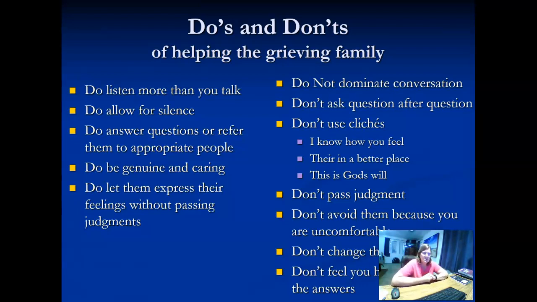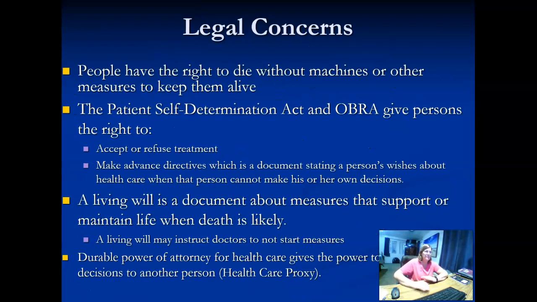Don't avoid them because you're uncomfortable with the dying person. And don't change the subject when they want to talk about it. Sometimes they need a safe person to talk to, and that's what you're going to be for them. They may not be able to tell their family about their concerns and what's upsetting them, but they might be able to tell a nurse. And I don't ever feel like I have to have all the answers. If it's something I can't answer and they need an answer, I'll try to find out for them. But I think it's okay not to have all the answers, okay? But again, we can try to connect them with the appropriate people.